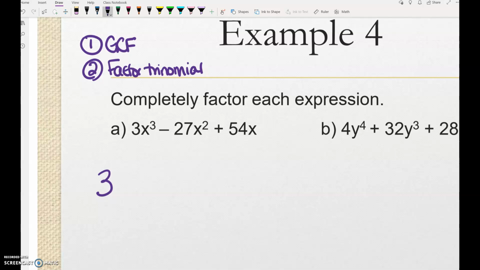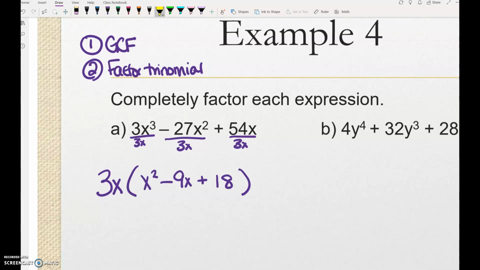The first term has x to the third. The second term has x squared. The third term has x. You're looking for the smallest x, basically. So you can pull at least x out of all three of those terms. Okay, so 3x to the third divided by 3x would be left with x squared. -27x squared divided by 3x would be -9x. 54x divided by 3x is 18.